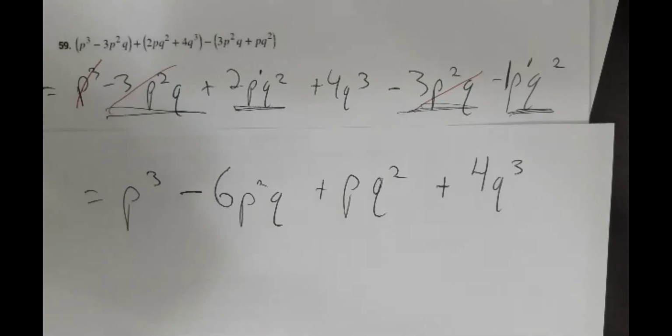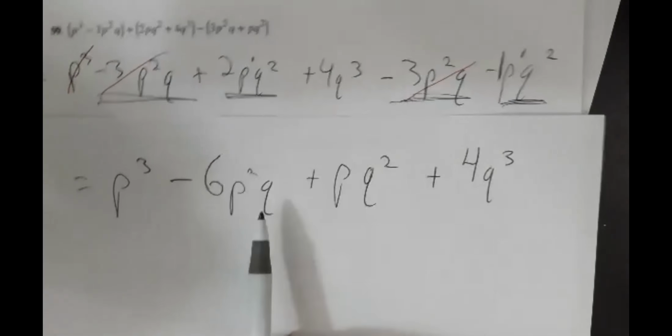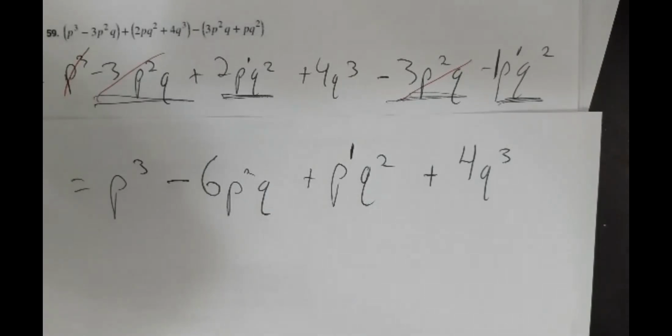And maybe this might be the time to talk about it. This is a descending order with respect to P, right? If we talk about Q, it's not going to be in descending order. So sometimes you have to select which variable you want to be in descending order, if it has multiple variables.